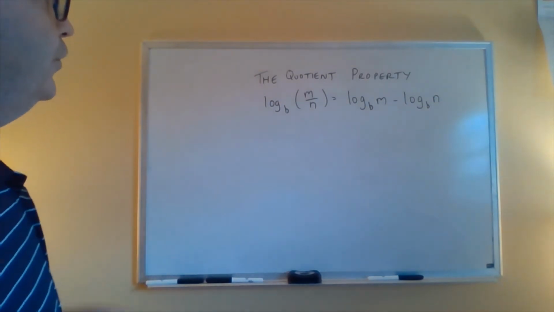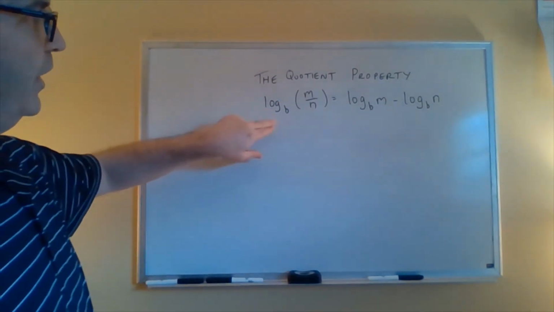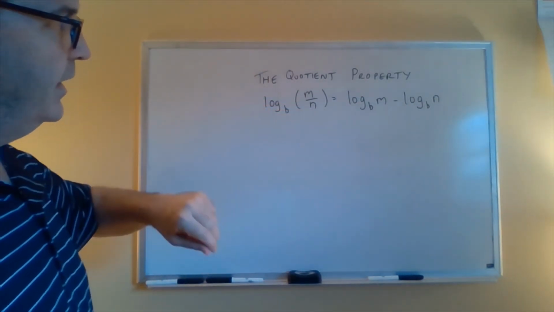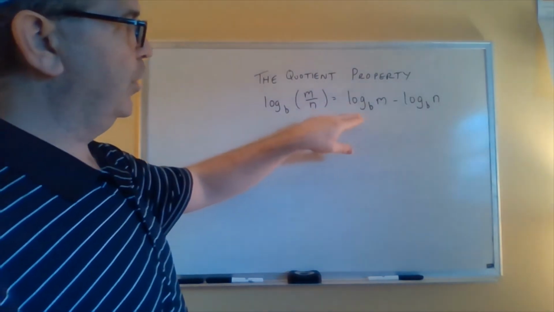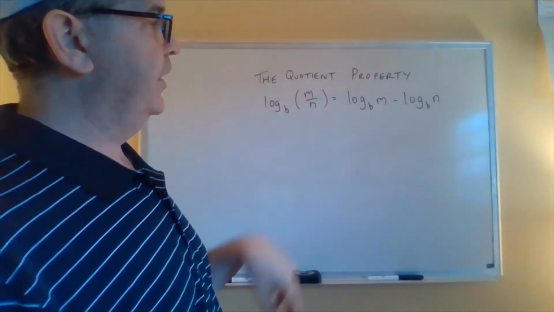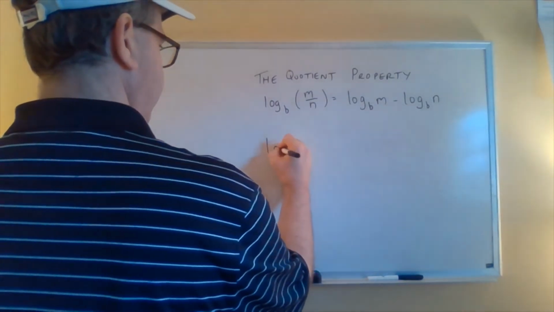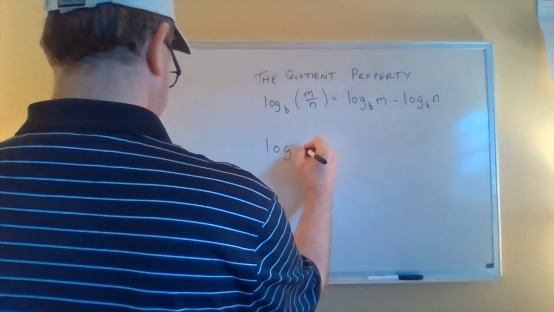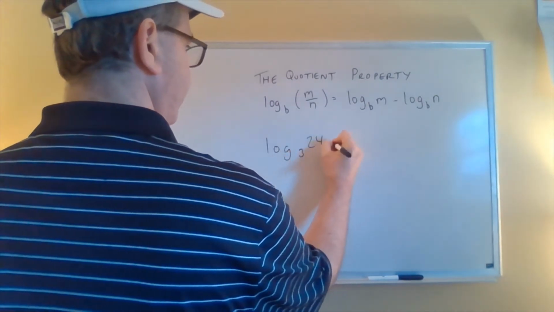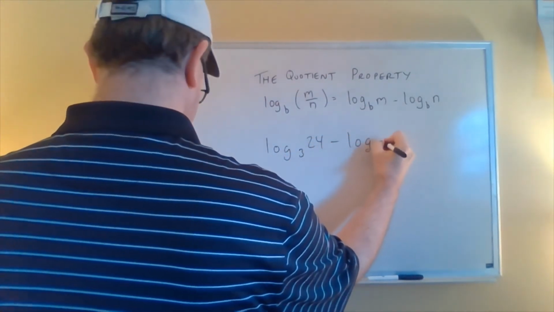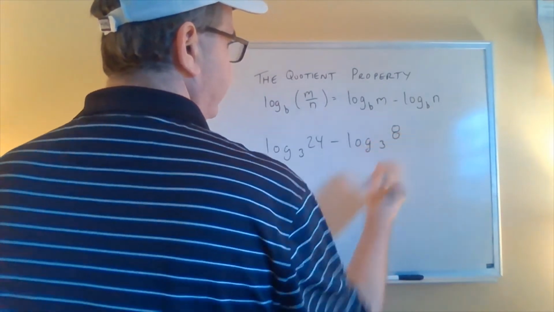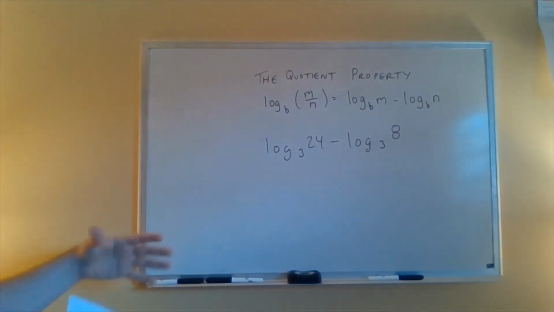Okay, so here's what the quotient property says. You can take log base b of m divided by n, and that is the equivalent of log base b of m minus log base b of n. Let's take a look at log base 3 of 24 minus the log base 3 of 8. And it wanted us to use the quotient property to condense this into one expression.